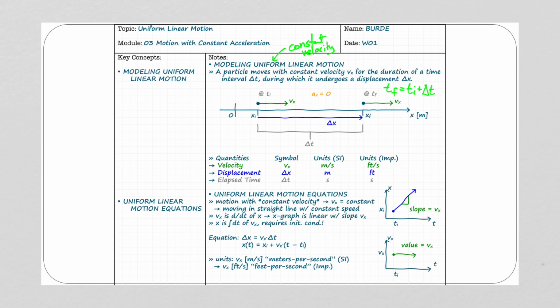We would build from this definition that the velocity is the derivative of the position, and from that we can derive equations that can model and describe the motion. This would be the model of uniform linear motion, and then these would be the equations that would describe that motion. So if we have motion with a constant velocity, that's what uniform linear motion means, that means that our Vx is constant.